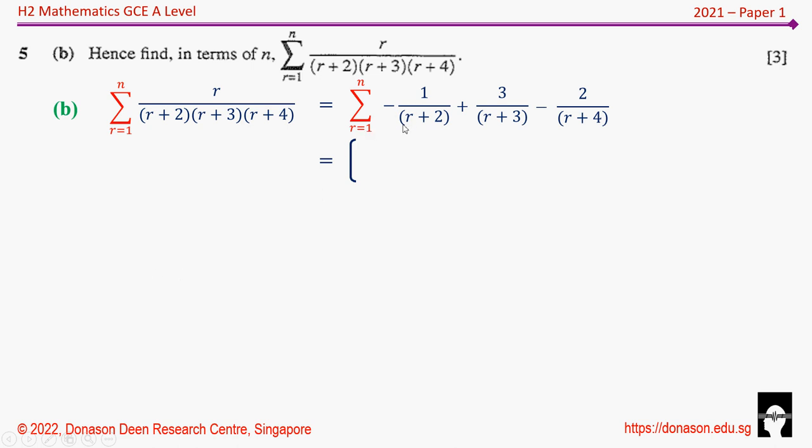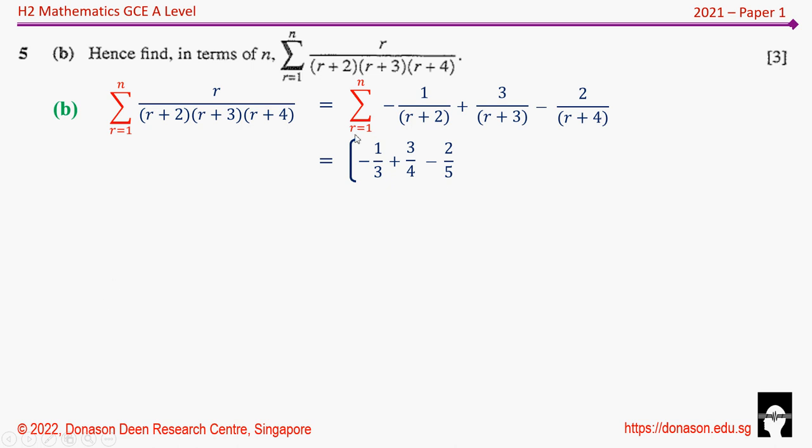When r is 1, what will be the first fraction? 1 plus 2 is going to become 3. So the first fraction will become minus 1/3. The second bracket will become 3 over 1 plus 3, that will be a 4. So plus 3/4, minus 2 over 1 plus 4, that will be a 5, minus 2/5. So when I substitute r equals to 1, I get minus 1/3 plus 3/4 minus 2/5.